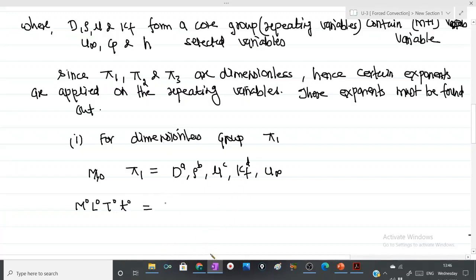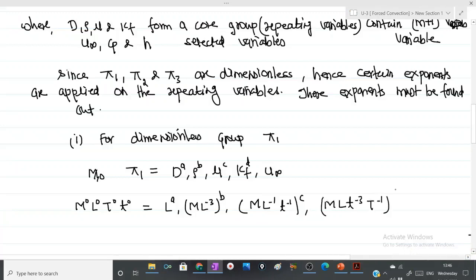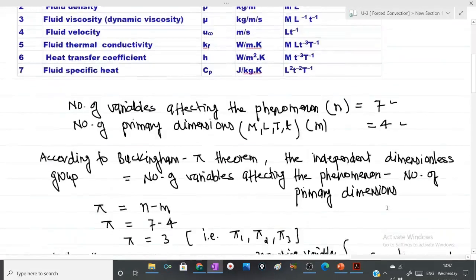The dimensions of d are L. Density can be written as M L to the minus 3 power b. Mu can be written as M L to the minus 1 t to the minus 1 power c. Kf is written as M L t to the minus 3 T to the minus 1 power d, and finally for velocity, L t to the minus 1. Now I have got all these primary dimensions from this table.